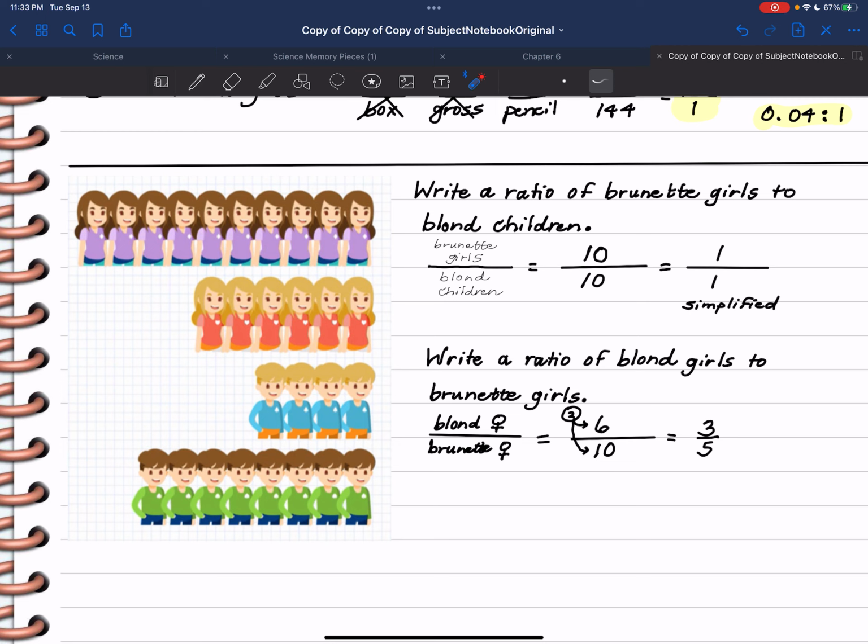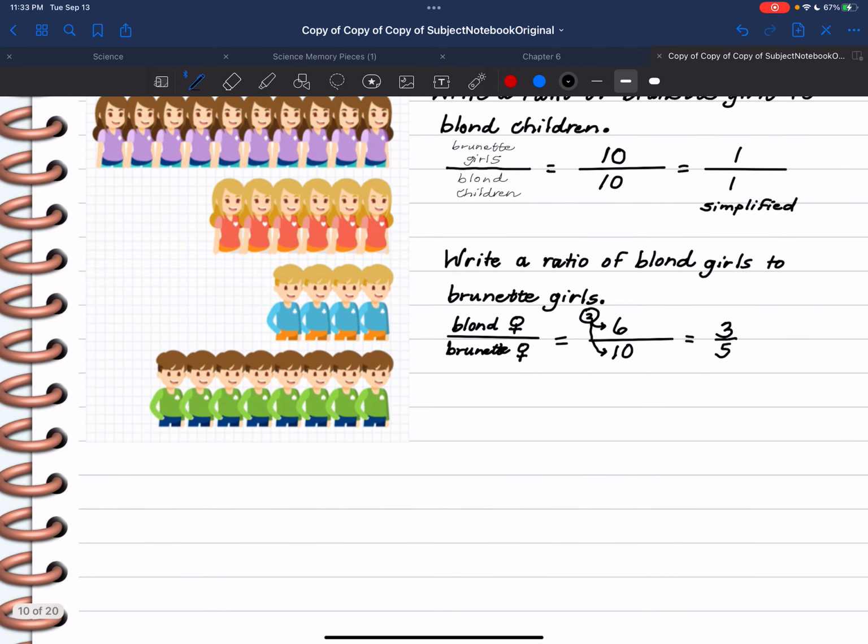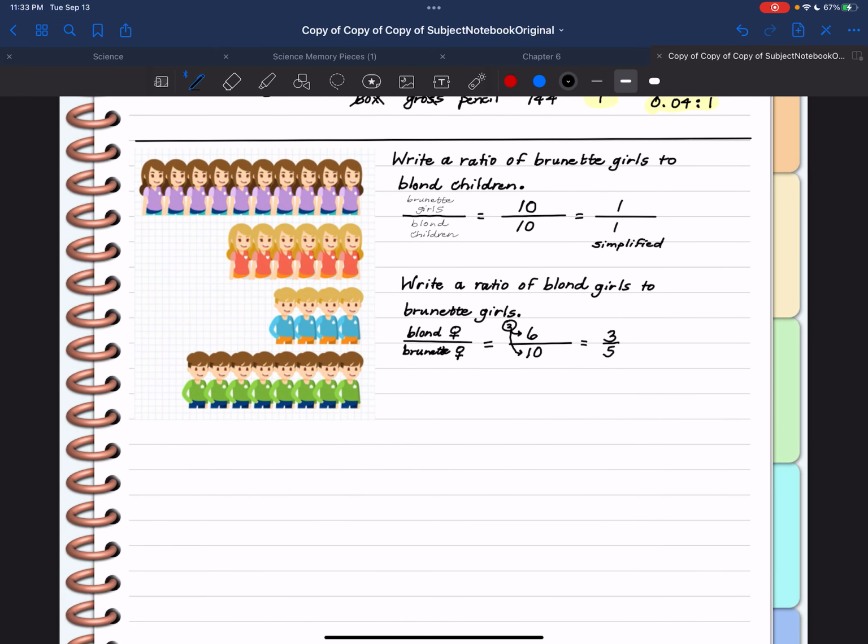Okay, let's do a couple more. I'm just building in some theory here without really calling it theory. Let's write a ratio of green shirts to blue shirts. Green shirts to blue shirts.